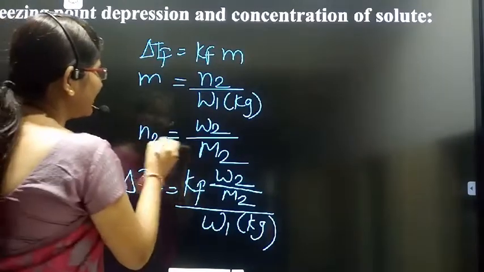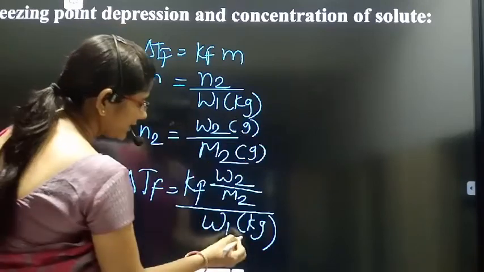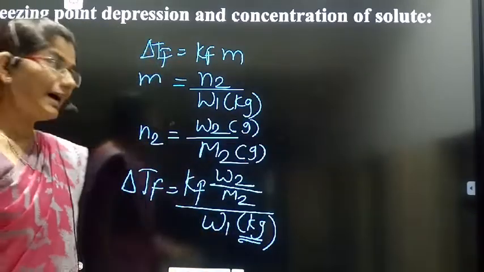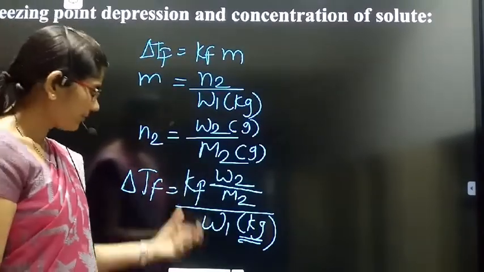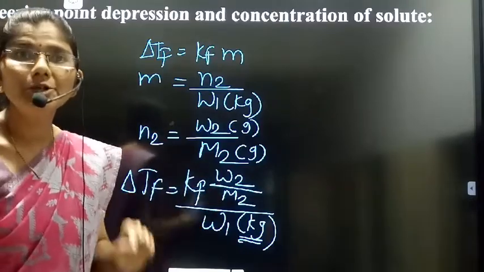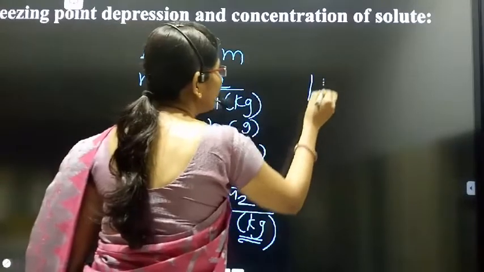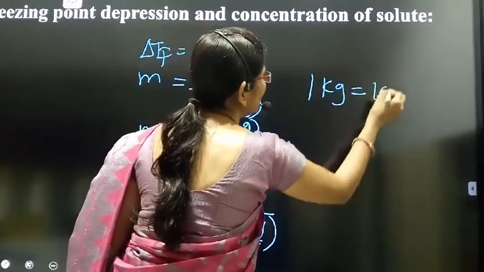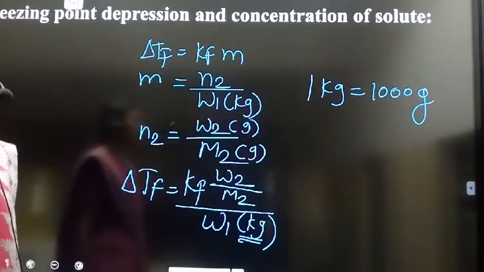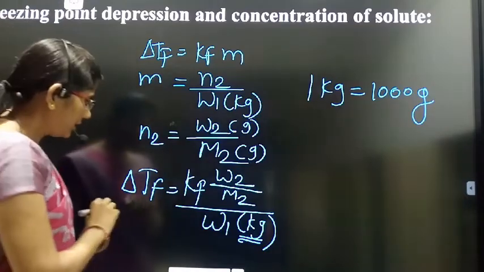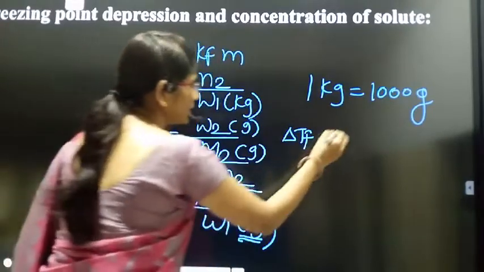But always remember that this W2 is in gram, M2 is in gram, and this W1 is in kilogram, and therefore here we have to multiply this equation by 1000, so the kilogram is converted into gram, because 1 kilogram is equal to 1000 gram.